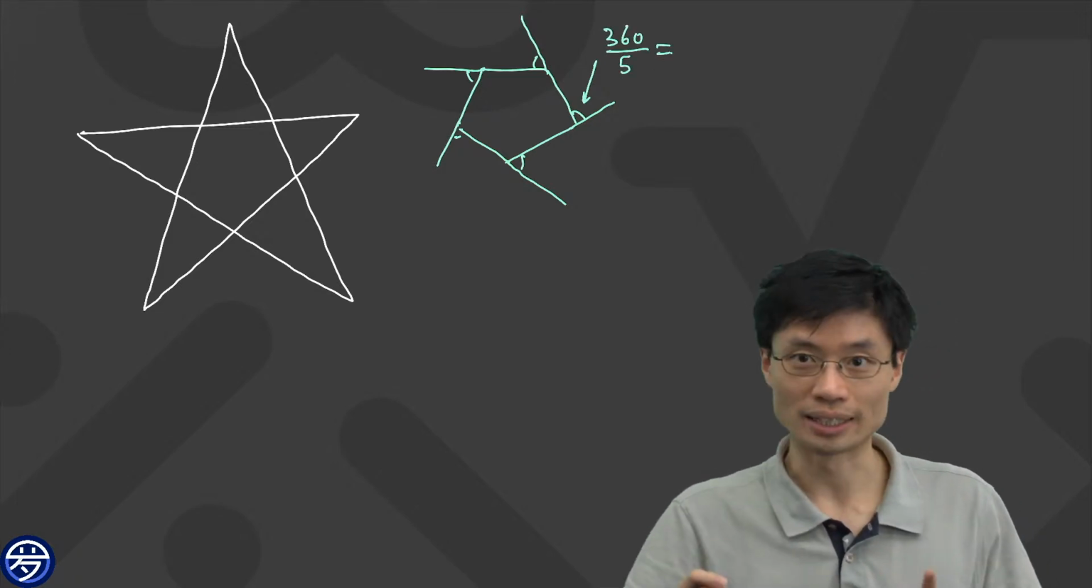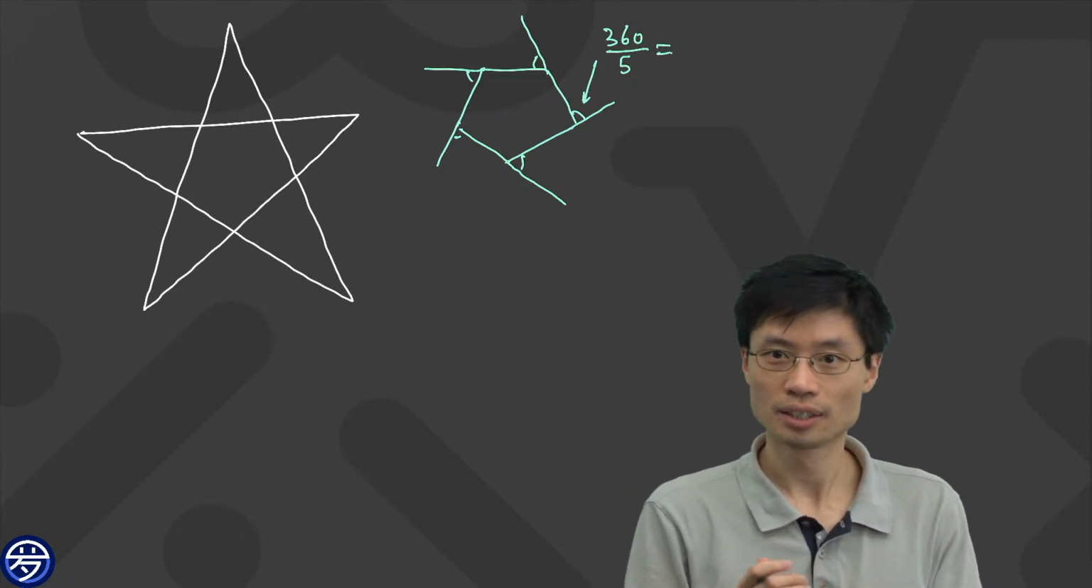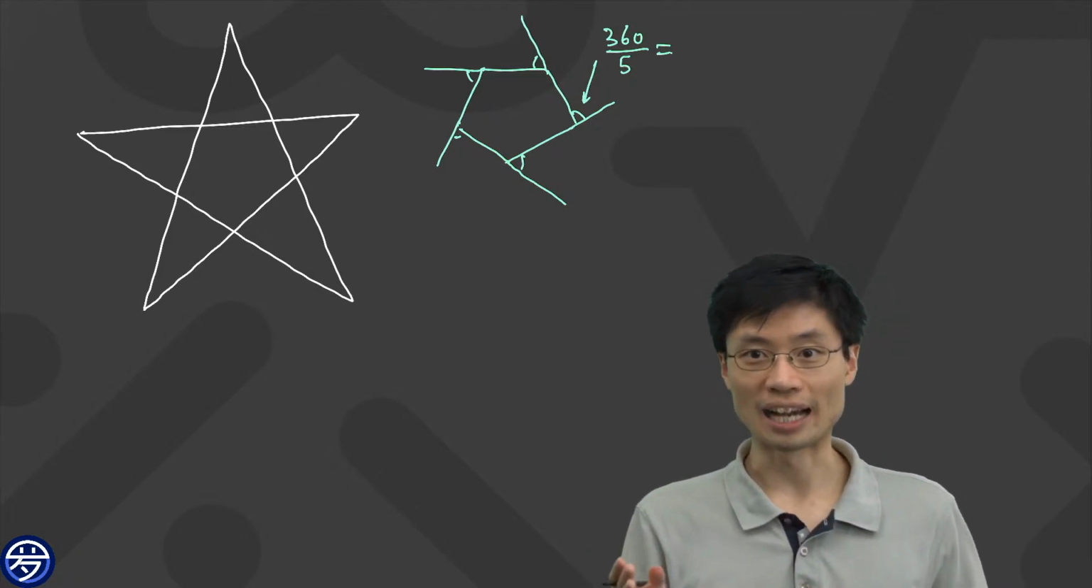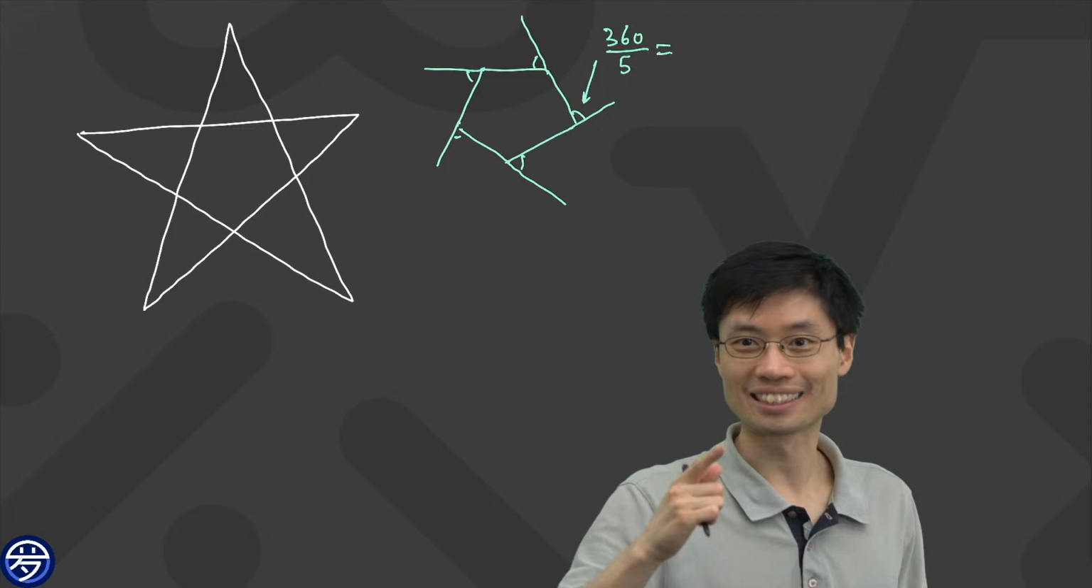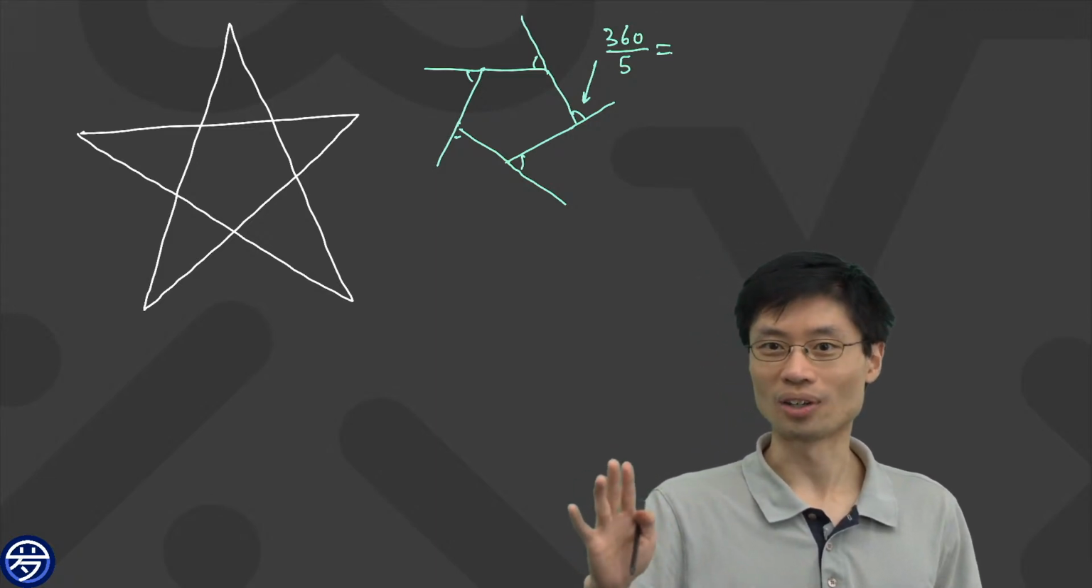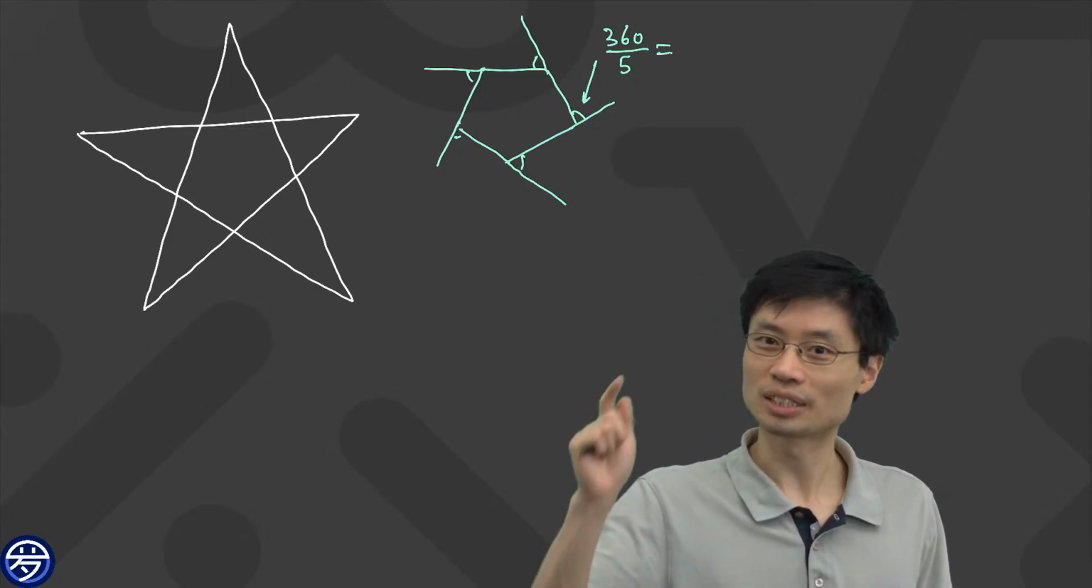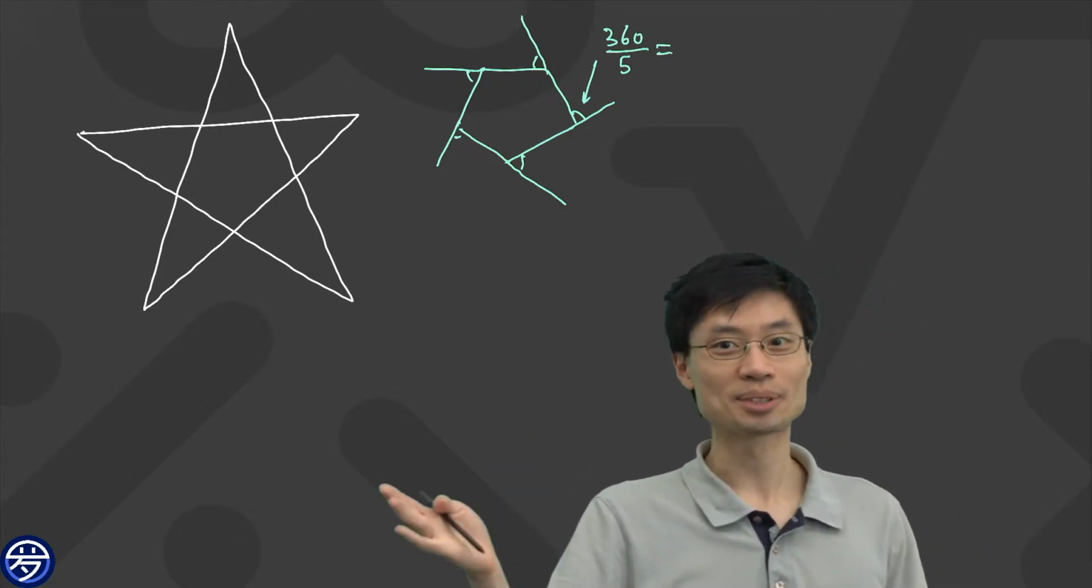What's the easiest way to take 360 divided by 5? The easiest way to divide by 5 is to divide by 10. Oh, just kidding, that's wrong. You want to divide by 5. So you divide by 10, and then you times 2.